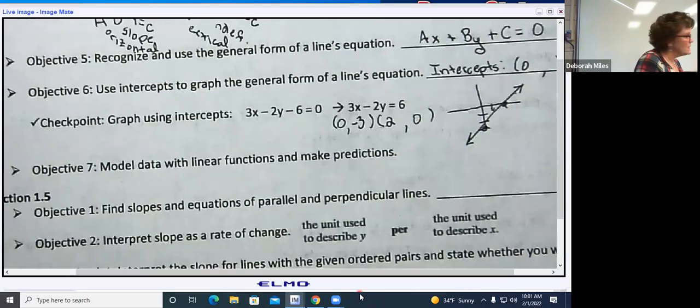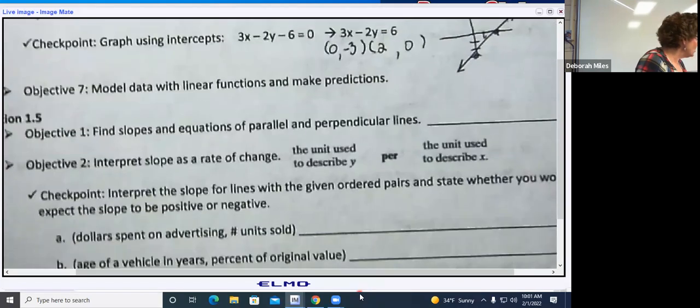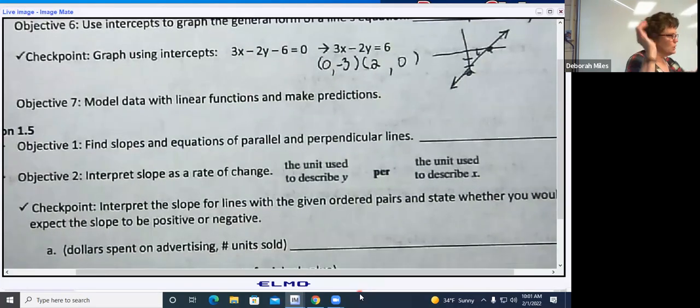There are only 3 things mentioned in 1.5, so let's go ahead and talk about those, and then we'll jump on that big crazy problem. Objective 1 in 1.5 is find the slopes and the equations of parallel and perpendicular lines.